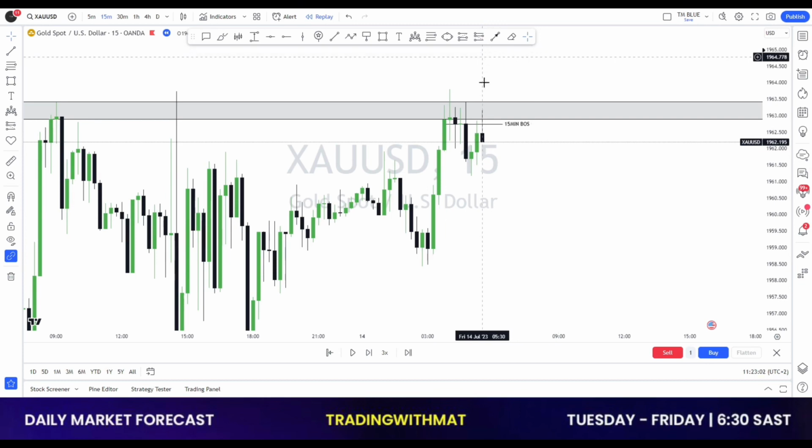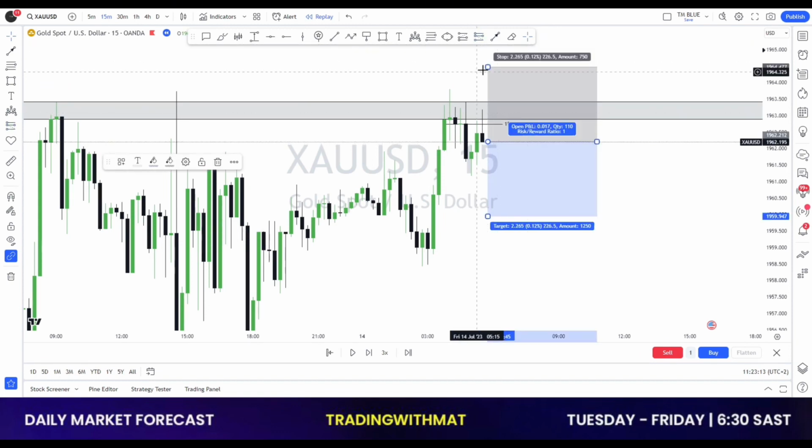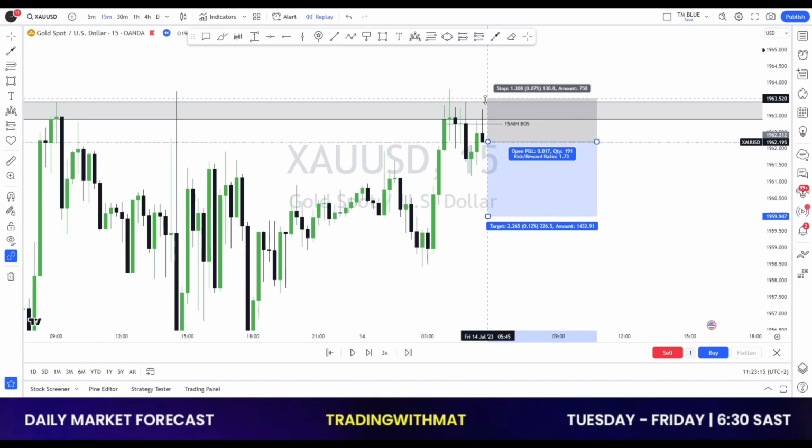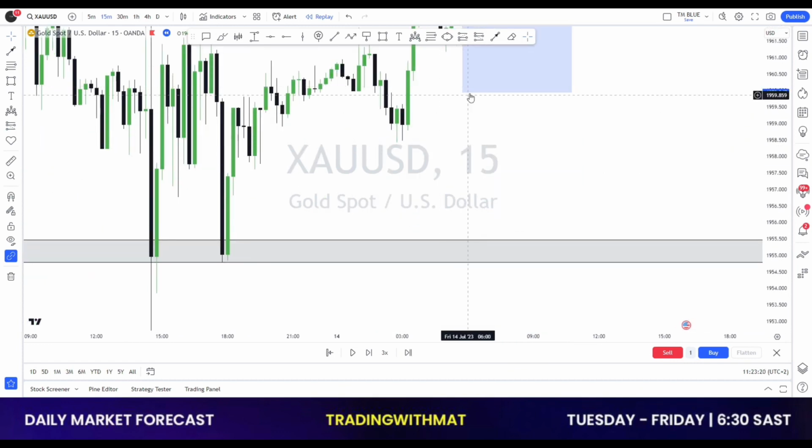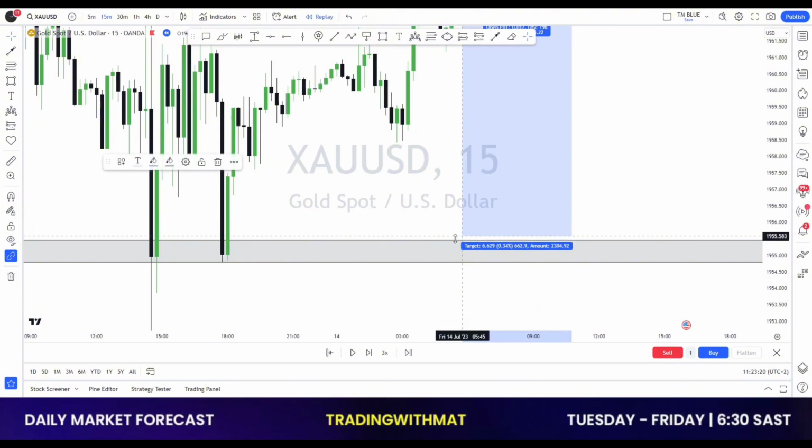So what do we have? We have a break of structure, which is step number 1. We've got number 2, which is your shooting star candlestick. And then number 3 is a reversal candlestick. So with the reversal candlestick, there's your entry over there. Your stop loss is going to be above these highs over here, and your take profit is going to be down here.